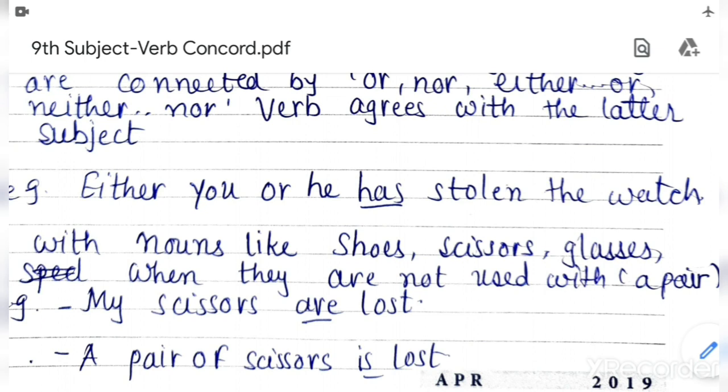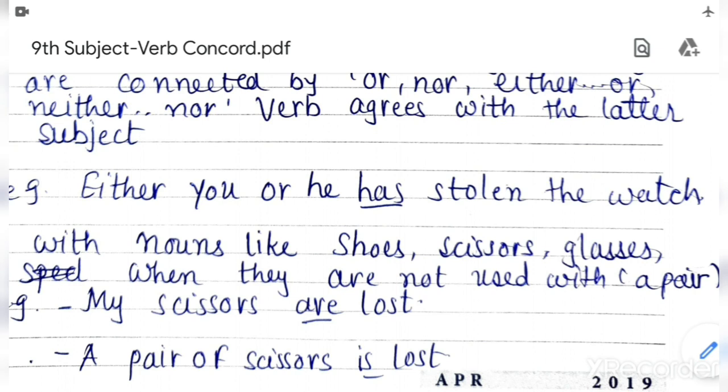Next one is: he as well as his parents are illiterate. So here "are" is wrong. We use "is". So what is the correct sentence? He as well as his parents is illiterate.